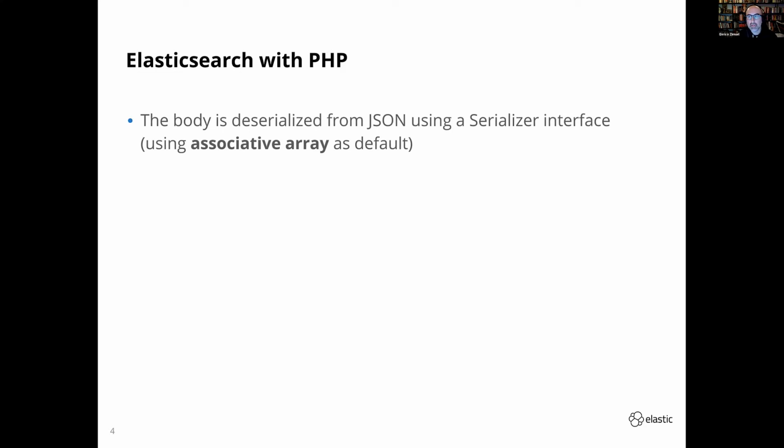The body of the response is deserialized from JSON using a serializer interface. So we offer a serializer interface that by default deserializes into an associative array of PHP. But if you want, you can override it. You can provide your custom implementation to have a special serialization for the output.